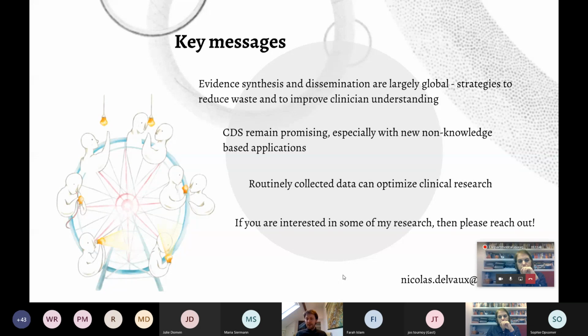Routinely collected data can optimize clinical research, and I'm very much convinced that clinical research can benefit strongly from integrating routinely collected data as an important outcome measure and for outcome data collection. And finally, if you're interested in any of the things that I've discussed today, please reach out to me, and you know where to find me. Thank you for listening, and it was great to be able to discuss these things, which I find very interesting and fun.